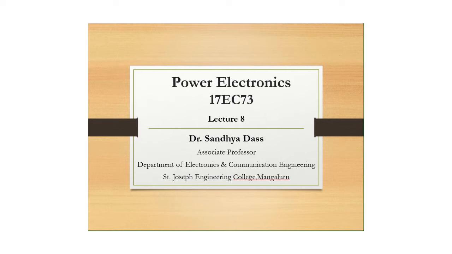Unlike BJT, which is a current control device, right? We require base current in order to control the output current at the collector in BJT, right? Whereas MOSFET is a voltage control device. Power MOSFET is a voltage control device and requires very small input current.